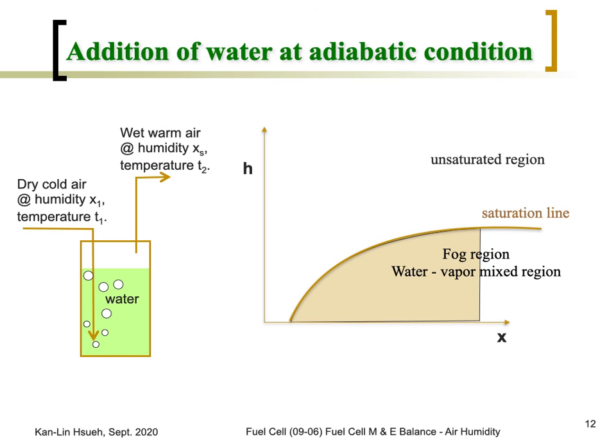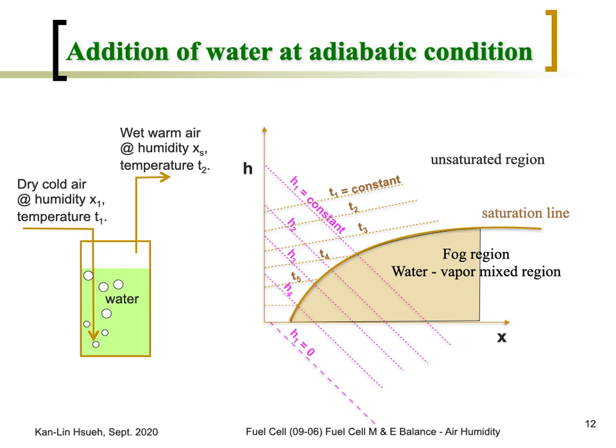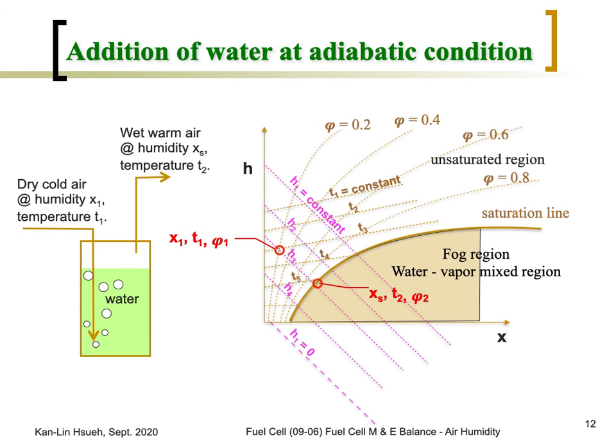From this Mollier diagram, there is a constant enthalpy line, a constant temperature line, and then the relative humidity line. We can plot all of them together. This humidification process may start from, say, a relative humidity of 0.2 and the temperature at T3 over here, and then go through the adiabatic process along the constant enthalpy line H3 and move to the saturation line, or maybe to the X_S, T2 and phi 2 over here.